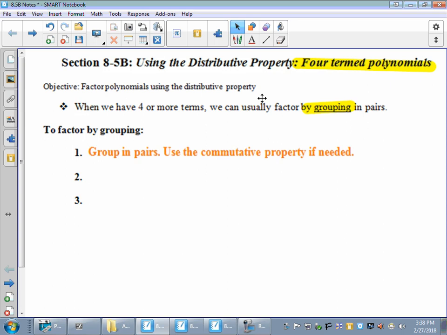First step is to group it into pairs. Everyone knows that pairs means 2. If you think that moving something around and using your commutative property is needed or will be helpful, then go ahead and do that. And of course, I already said it, but commutative property means we can reorder.